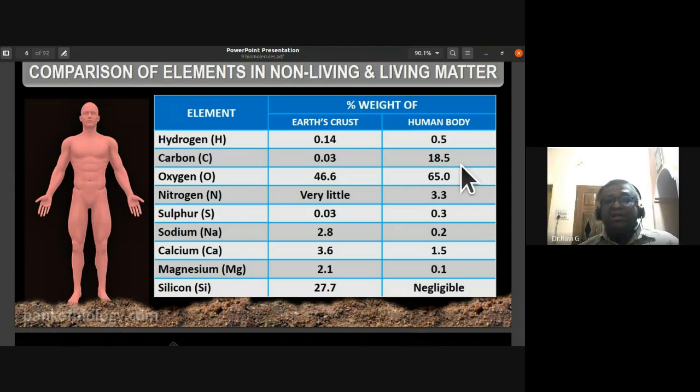So this is the comparison of Earth's crust, which represents the non-living matter, and the human body, which represents the living matter. You can see a vast difference, especially in the hydrocarbons, carbon, oxygen. You find their percentage is higher than that of the Earth's crust. Oxygen is nearly 65% of the weight of the human body. So these are the comparisons that we have made for elements in non-living and living matter.